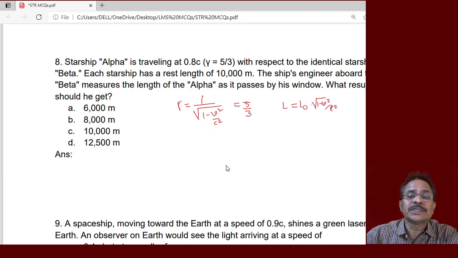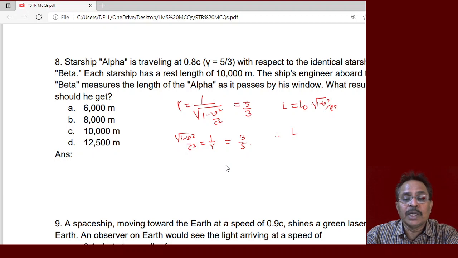So if I go for this calculation, from this I will get root of 1 minus v square upon c square is equal to 1 upon gamma, and therefore root of 1 minus v square upon c square is nothing but 3 upon 5. So I can use this simple calculation here. There is no need to calculate the root and everything there.